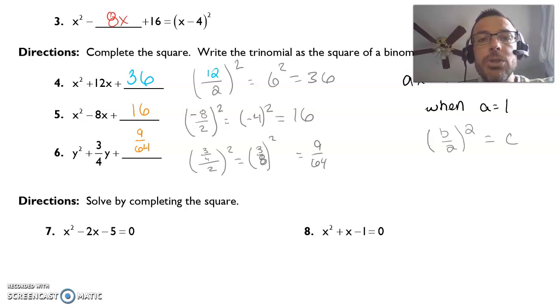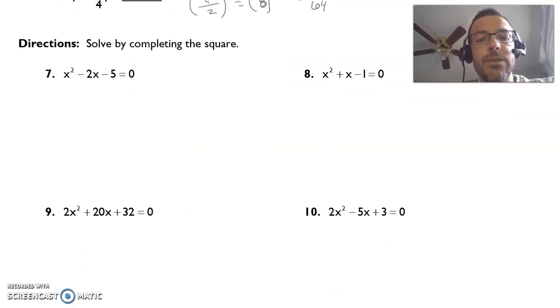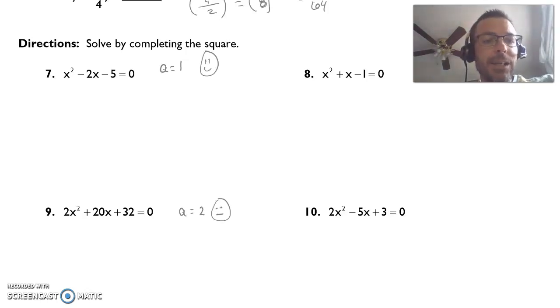This concept is used to solve equations often. So if we look at 7, 8, 9, and 10, we can do this by solving, and I'll do 1 as an example, and you'll try 2 on your own. So just looking at these two, we can kind of see in 7 and 9, the big difference is that a is equal to 1 in 7, which makes us happy. We can complete the square now, and it's equal to 2 in number 9. We're going to have to treat that one a little bit different. So let's look at number 7 first.